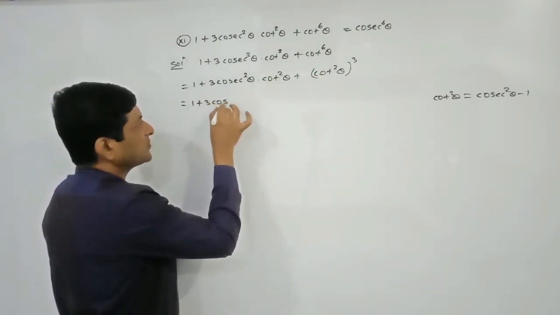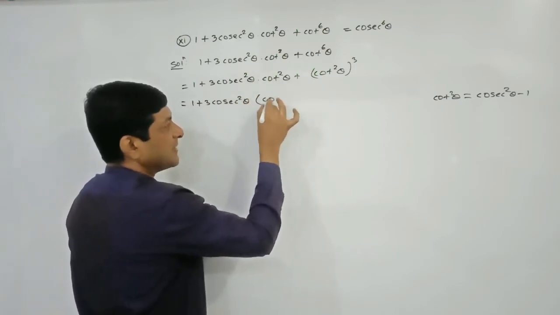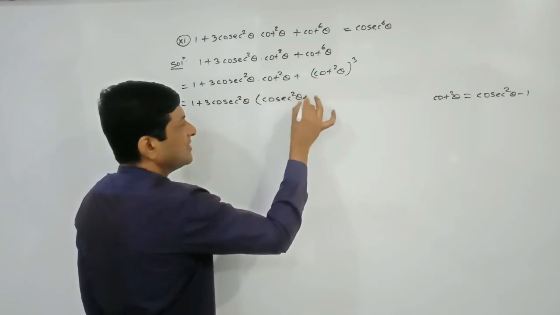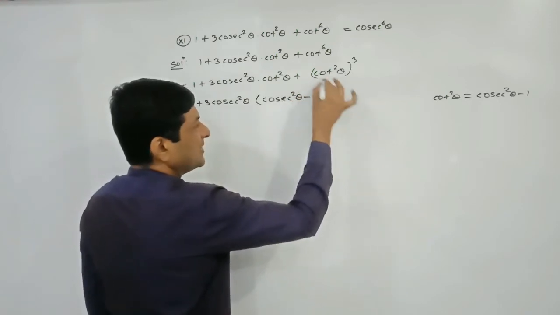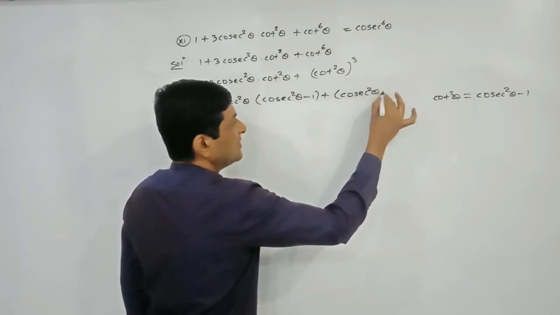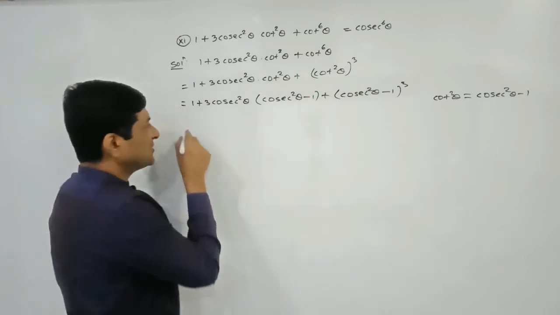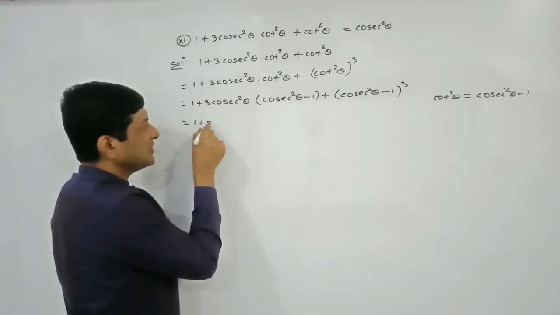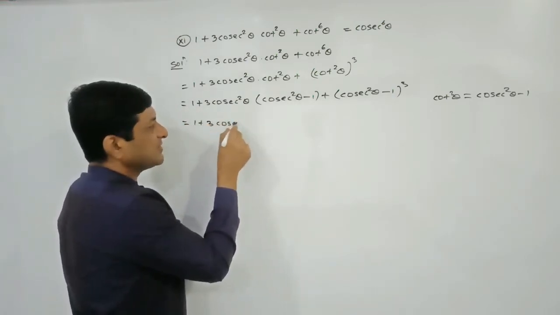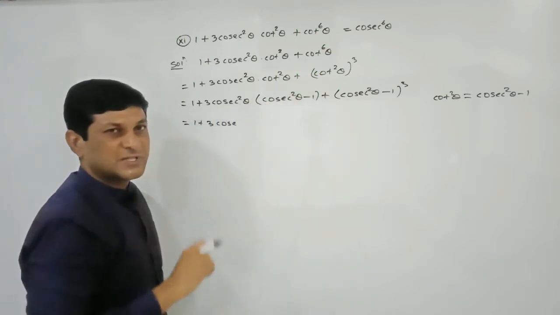So 1 plus 3 cosec square theta, keep it as it is, cot square can be replaced by cosec square theta minus 1, plus again this cot square can be replaced by cosec square theta minus 1. Just we have applied this identity here. So which is equal to 1 plus 3 cosec square. Now I am multiplying by 3 cosec square theta in both the terms in this bracket.